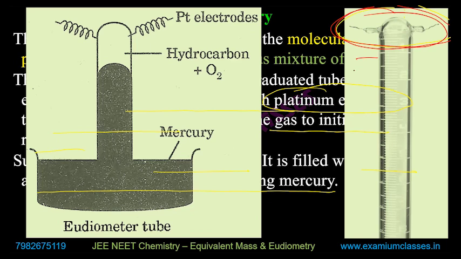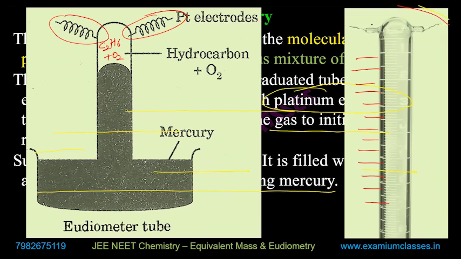There is a scale for measurement of how much mercury is there and what is the volume of the gas. So these are the electrodes. Why are these electrodes there? Because if we have, say, C2H6 plus O2, they will not react by themselves. We will create a spark through these electrodes. And this end is closed. The open end is submerged in mercury.